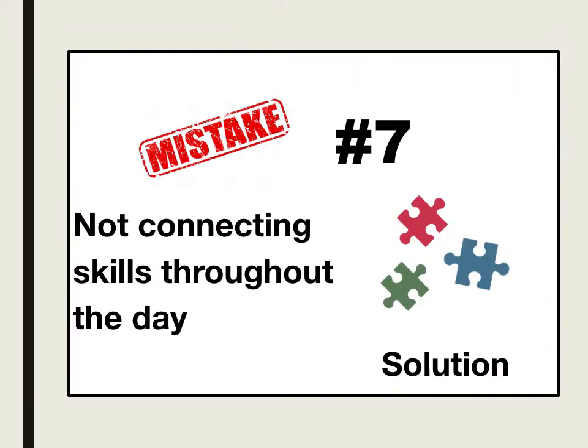Mistake number 7 is not connecting skills throughout the day. So if you've explicitly taught your students how to use their prior knowledge, for example, before reading, you'd remind them to use this skill throughout the day. So for example, if you were teaching a science lesson about the ocean, remind them to use their schema. Ask them what they know about the ocean, what questions they'll have. Doing a KWL chart would be a perfect way of connecting this to the comprehension skill of schema. And we'll talk more about that later.